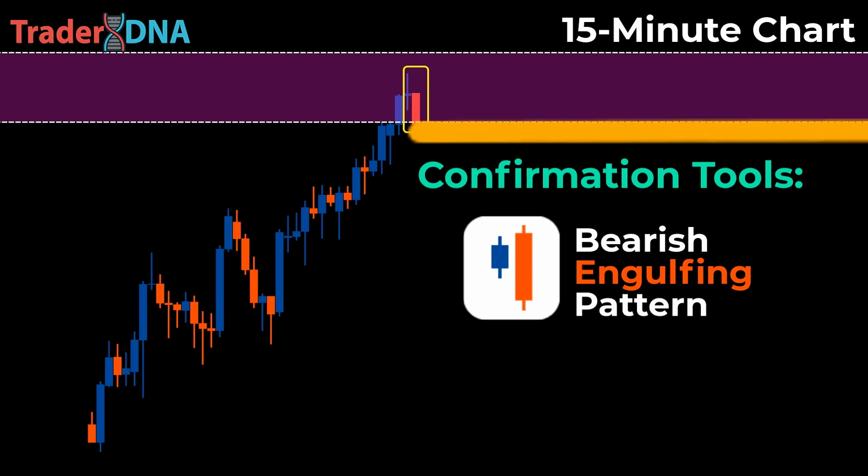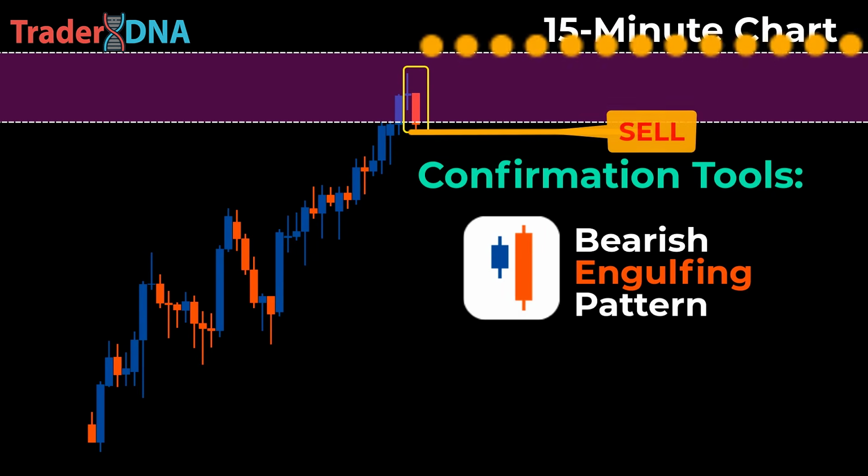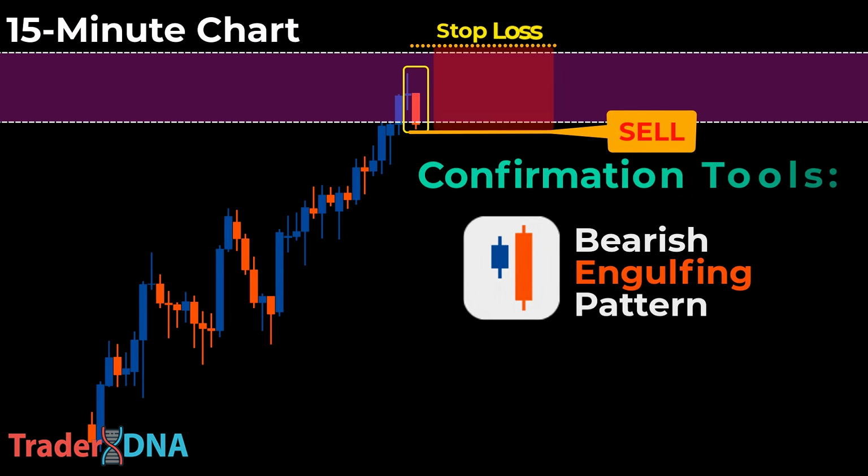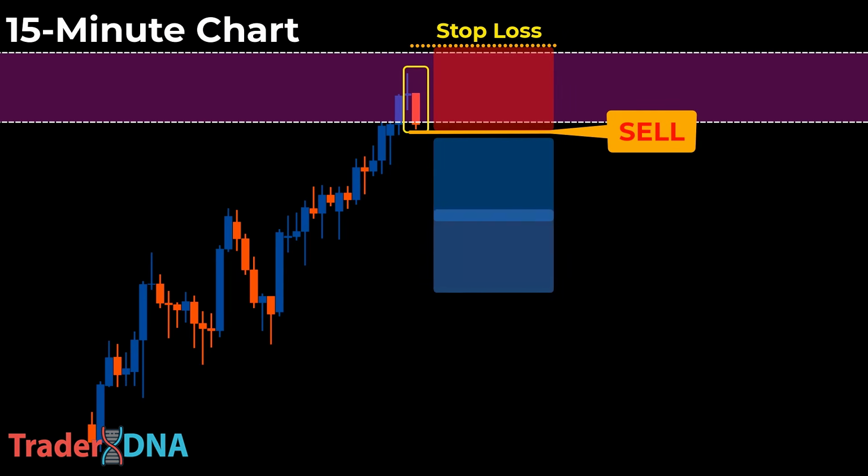Once you spot this pattern, open a sell position after it forms, place your stop loss just above the order block, and set your take profit at 2x the size of your stop loss. This strategy can lead to strong profits.